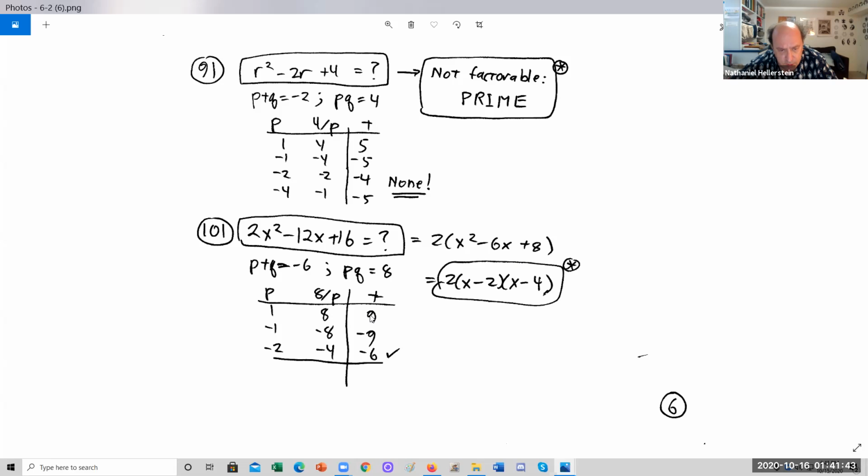1, 8, and 9 doesn't work. -1, -8, and -9 doesn't work. -2, -4, and -6 does work. So we have 2 times x minus 2 times x minus 4 as the solution.